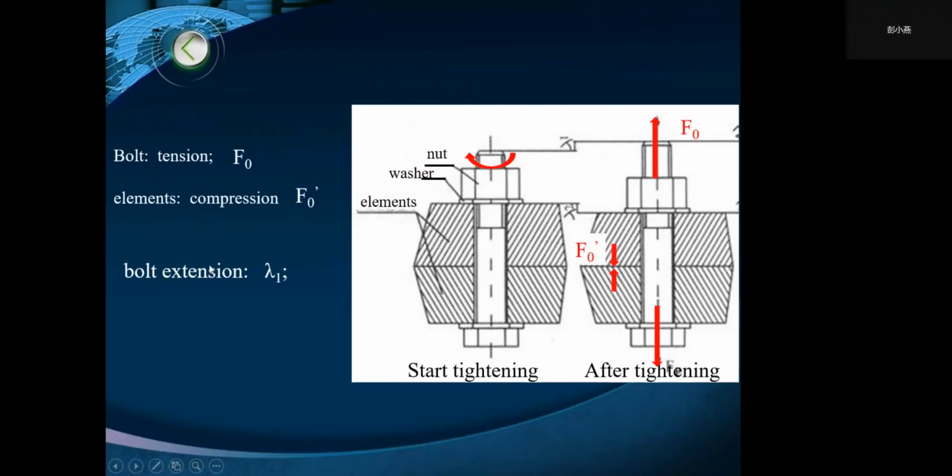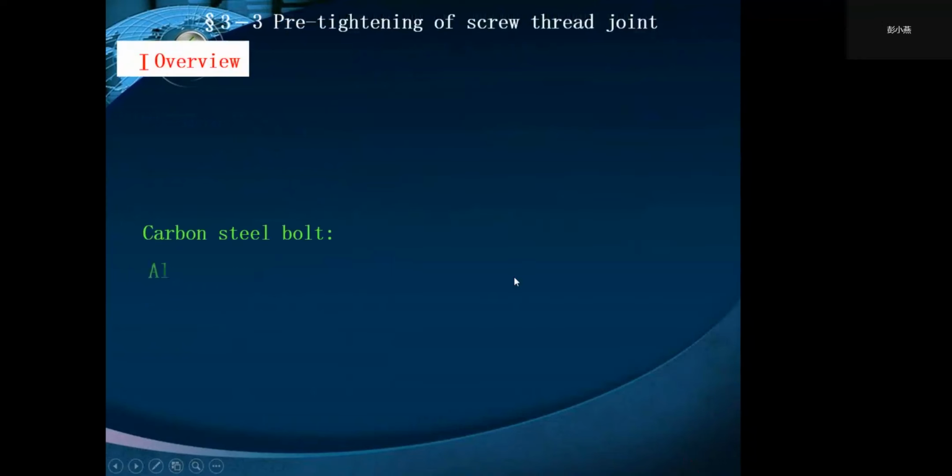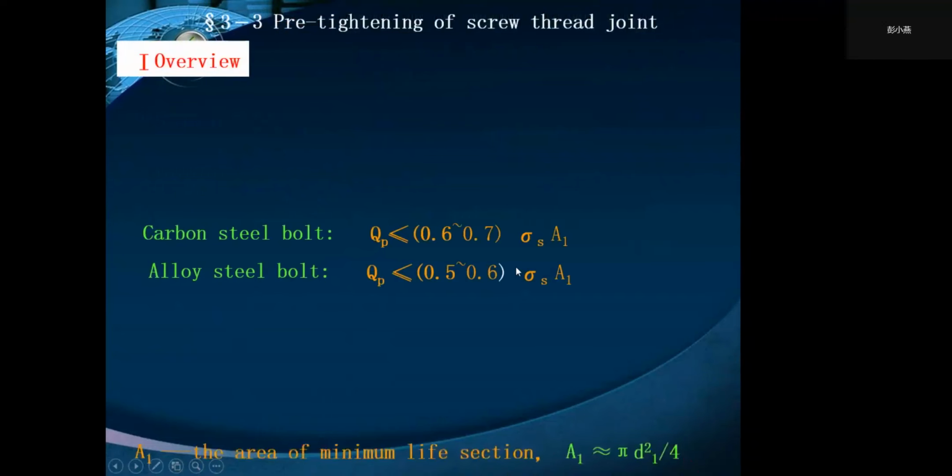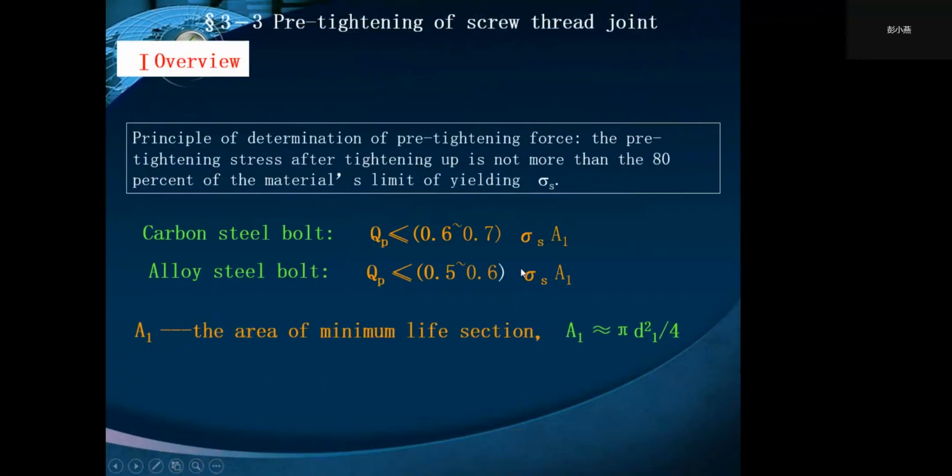The bolt extension is lambda 1, and the clamped members will be compressed by lambda 2. Too small a force may cause leakage, and too high a force may twist off bolts or screws. So the value of preload must be properly controlled.